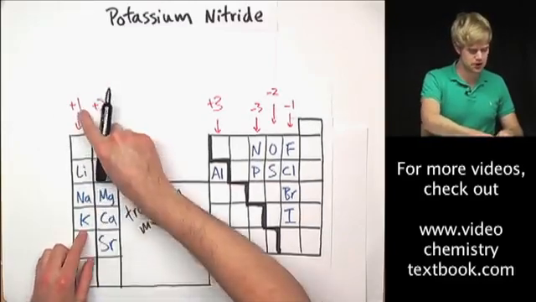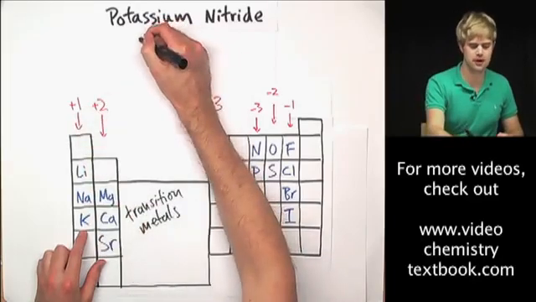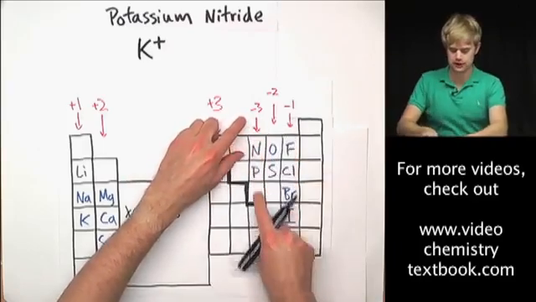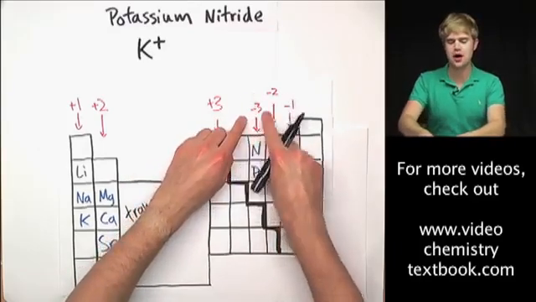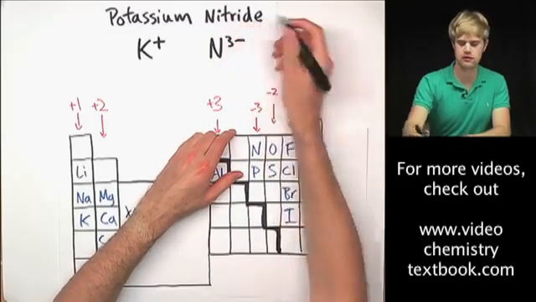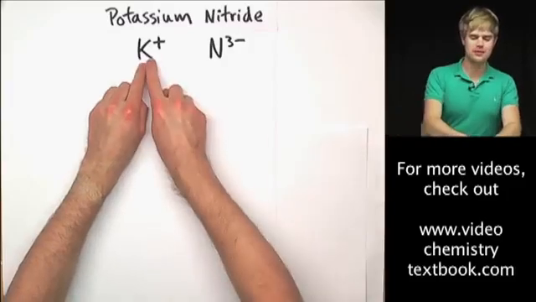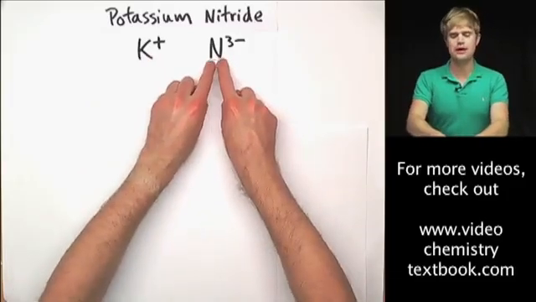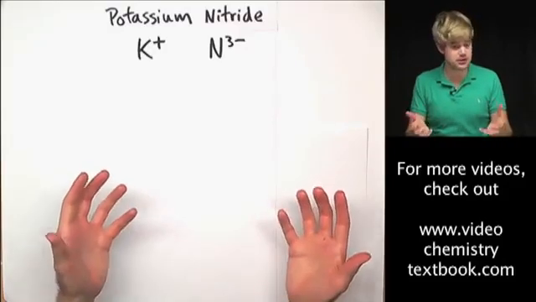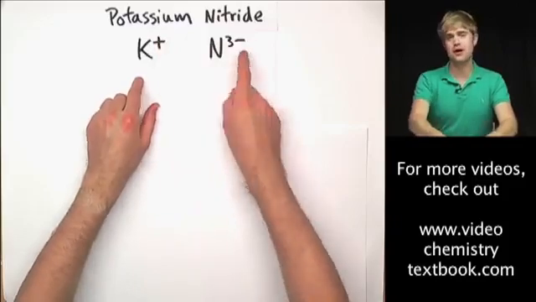Potassium lives in this column here, the same column as lithium, and so it has a 1+ charge. So I'm going to write that up here, K+. And nitrogen lives in this column where everything has a -3 charge. So here we have N 3 minus. When I have one atom of K plus and one atom of N3 minus, do the charges balance out here? The plus and minus, does it balance out? It doesn't. I've got 1 plus and I've got 3 minus.